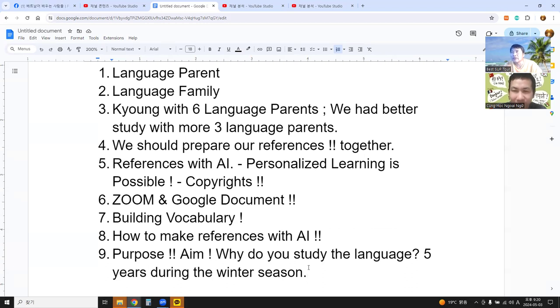I didn't try to learn Vietnamese seriously before. At the level of a native Vietnamese, this is very, very important. And the aim, the goal.